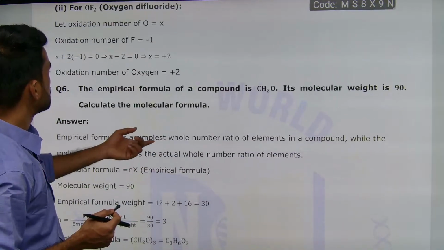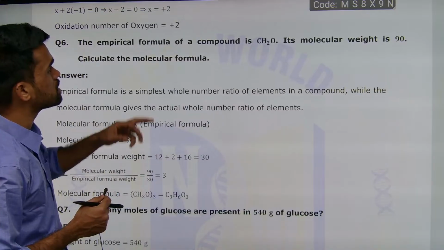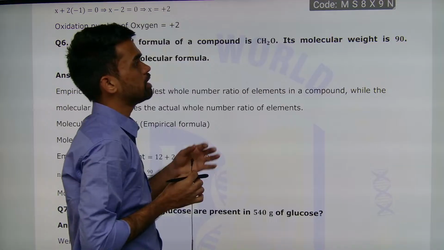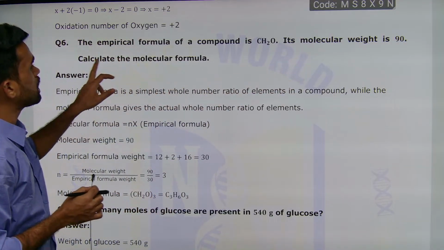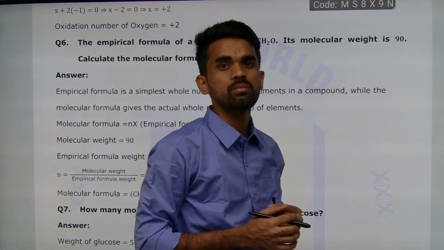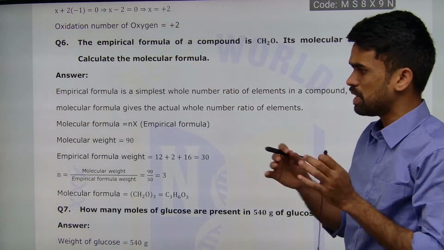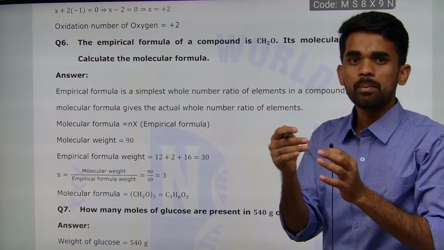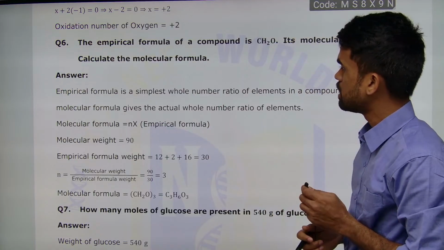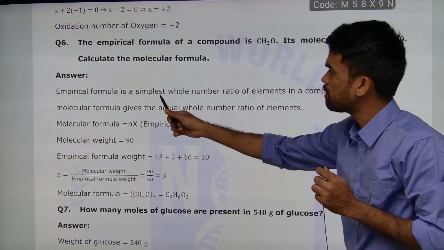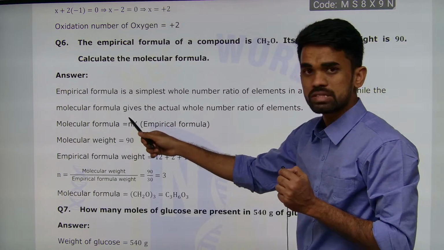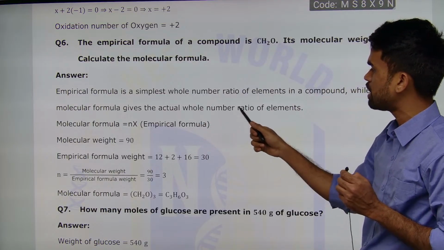The next one is: the empirical formula of a compound is CH2O. CH2O is the empirical formula. Then the molecular weight is 90. Calculate the molecular formula. So what do we mean by empirical formula and molecular formula? First of all, you need to understand the basic difference between empirical formula and molecular formula. Once you understand them, then you can calculate these questions easily. See, empirical formula is the simplest whole number ratio of elements in a compound, while molecular formula gives the exact or actual number of atoms of elements.